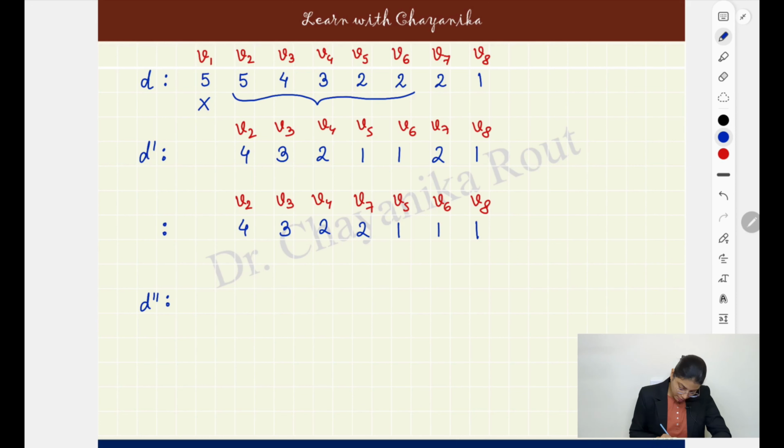the next sequence d double dash. So 4 is removed, that is the vertex V2 is removed. Next 4 vertices face reduction, so we have 2, 1, 1, 0, 1, 1. The last 2 remain as it is.